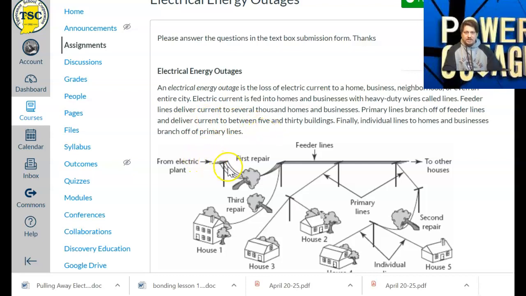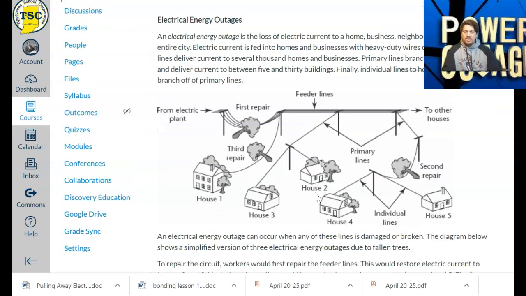So these lines here, where you see three of them going together, these high lines, are called feeder lines. These feeder lines branch into primary lines. See right here, primary lines feed several houses, but not as many as the larger feeder lines. And then you get down to the individual lines that go to homes and businesses, and they branch off these primary lines. So we look at this image here.